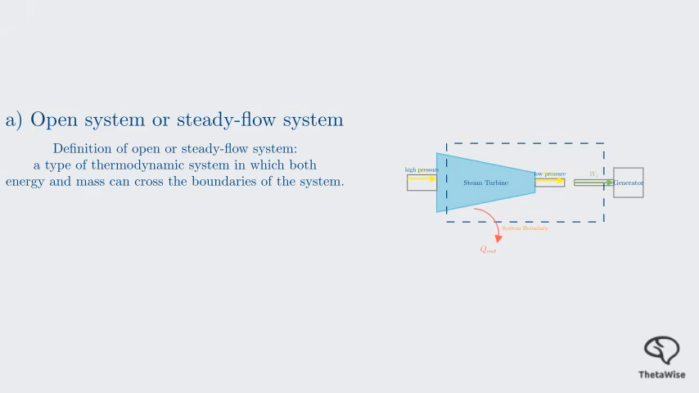Notice all these exchanges with the surroundings? Mass is flowing through, and energy is being converted. This is a perfect example of an open system. The key characteristics are that fluid or mass enters and leaves, and energy is transferred both into and out of the system in the forms of work and heat.